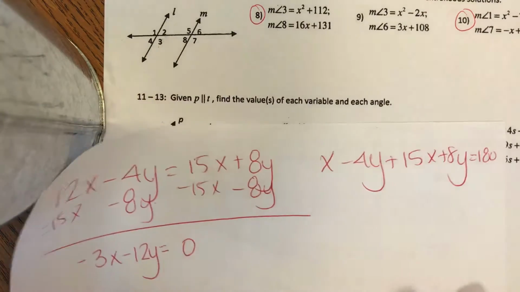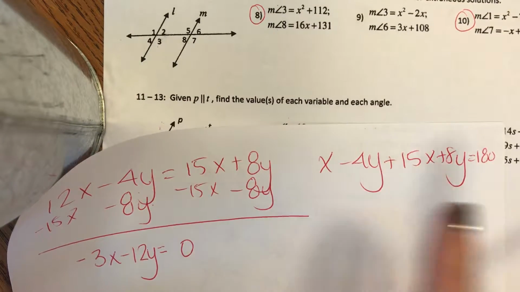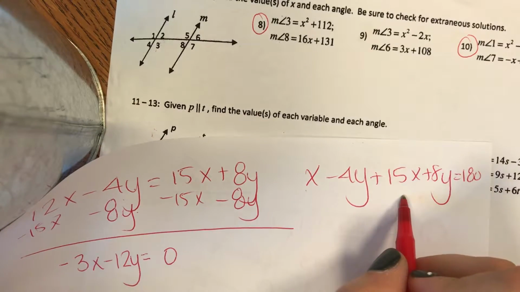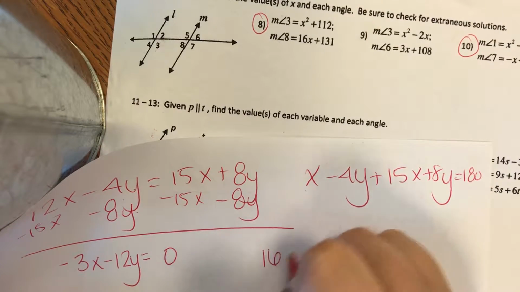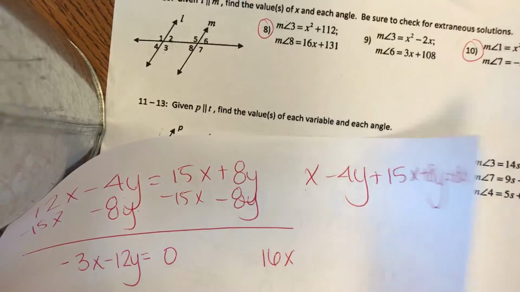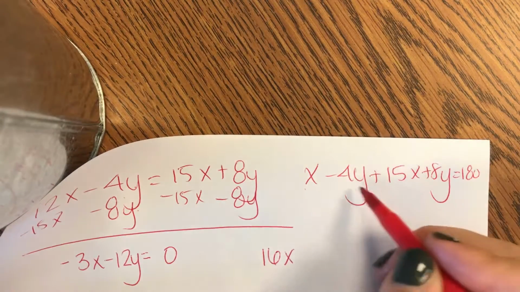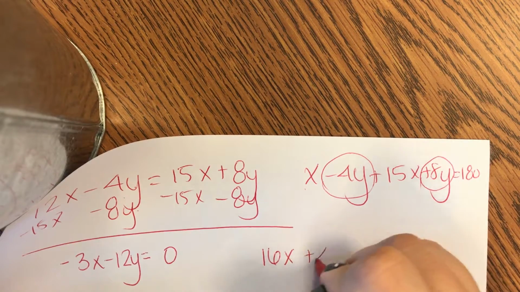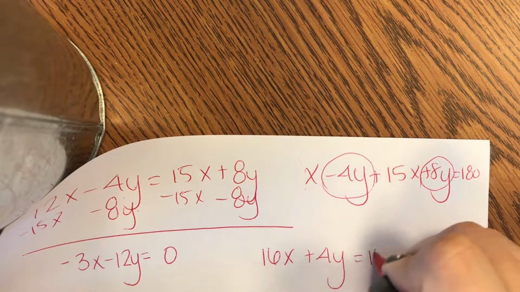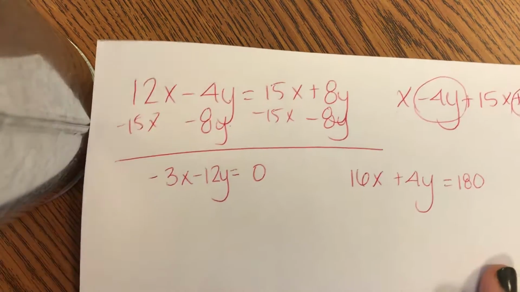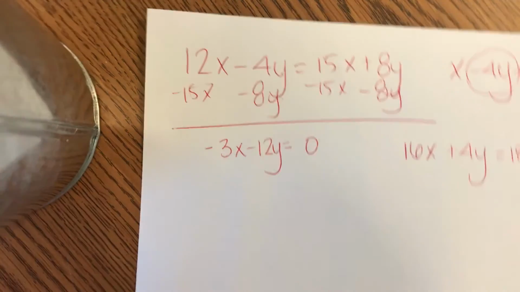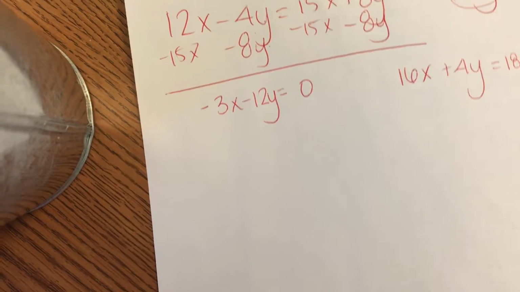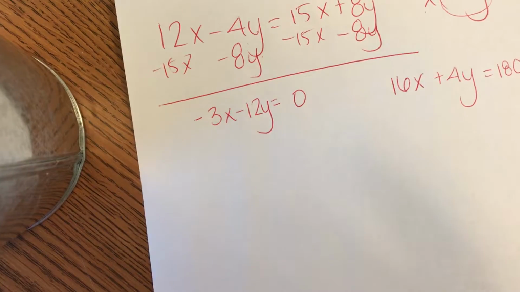Okay? Over on the other side, combine your like terms. So x plus 15x is 16x, and negative 4y plus 8y is positive 4y, and that equals 180. So now I'm dealing with these 2 equations, and I'm trying to figure out how I can solve these 2 using a system of equations.